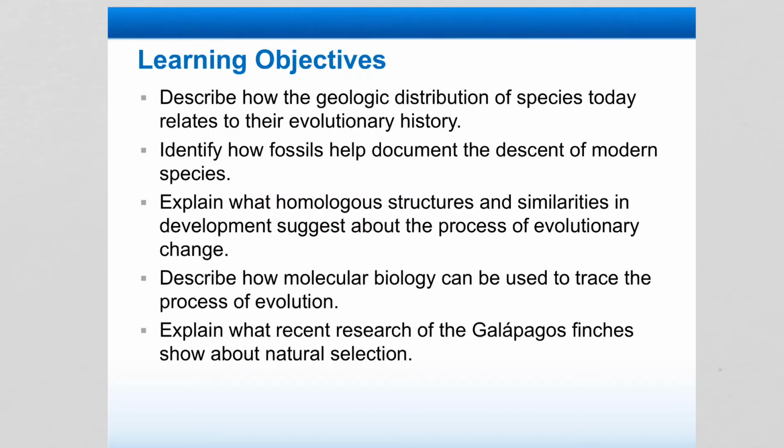Okay, so now we're going to talk about some of the more modern evidence of evolution. Darwin really just had these resources available to him. As science has gotten older and has more advanced technologies, more evidence can come from different sources. And that's what we're going to talk about right here: homologous structures, and how their similarity in development suggests that they're involved with evolutionary change.